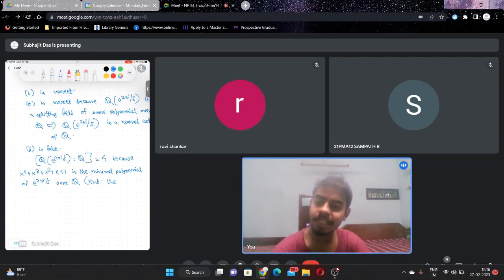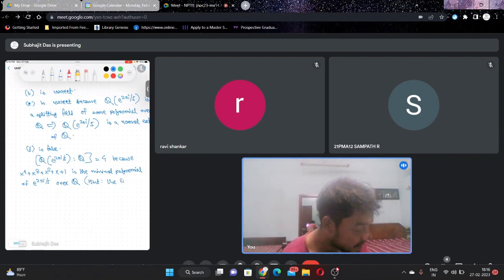Because you know that there are various ways in which you can define minimal polynomials, right? Firstly, you can define the minimal polynomial of an element over some base field to be the polynomial of least positive degree which has this element as a root. Or you can also define it as a monic irreducible polynomial which has that particular element as a root. Any way will work, right?